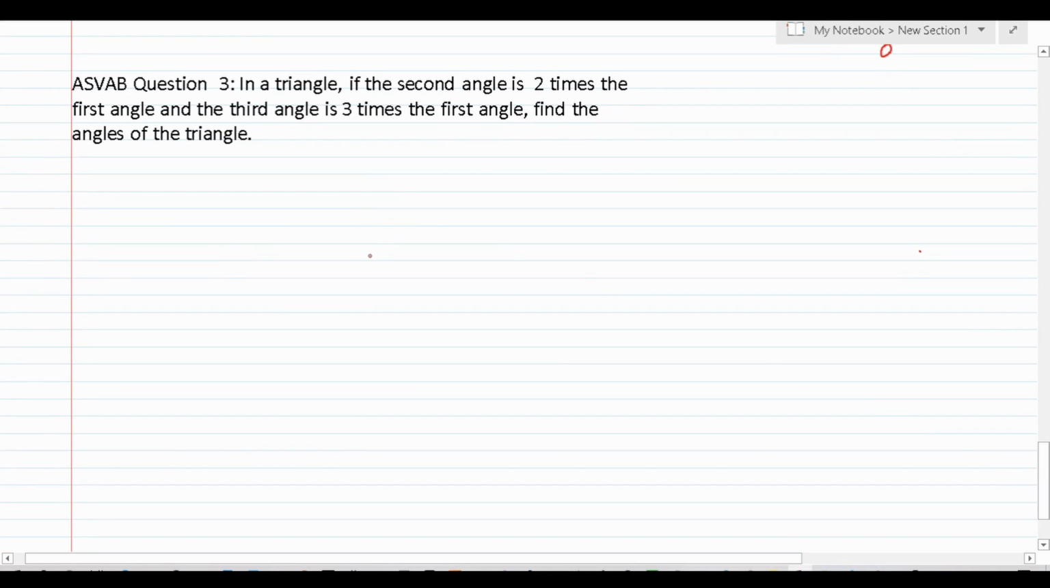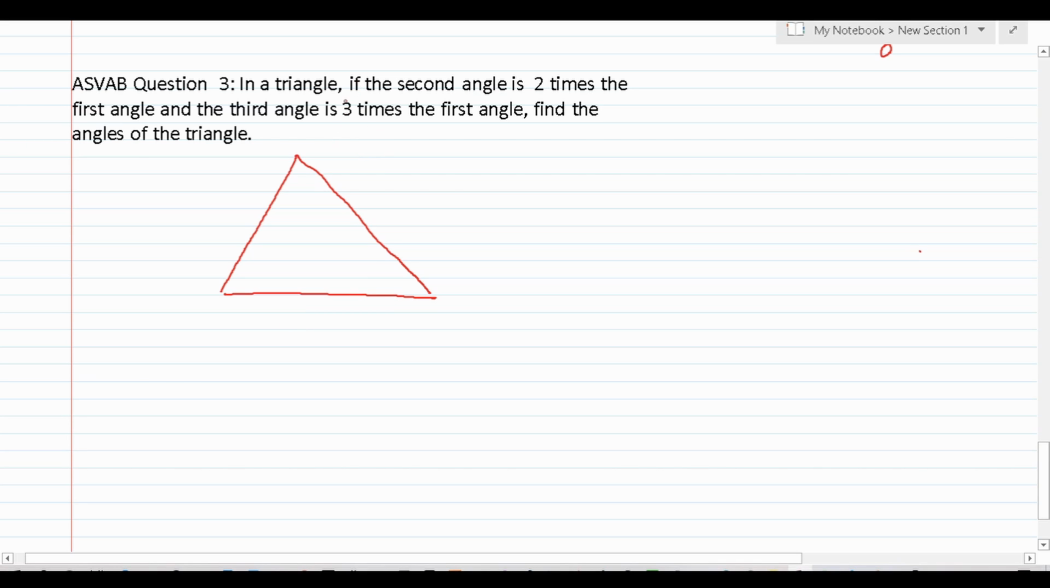All right, question number 3, and this is probably the easiest question in this video. In a triangle, if the second angle is 2 times the first angle and the third angle is 3 times the first angle, find the angles of the triangle. So again, the problem doesn't specify that it's a right triangle, so we can draw any type of triangle that we want to illustrate this.